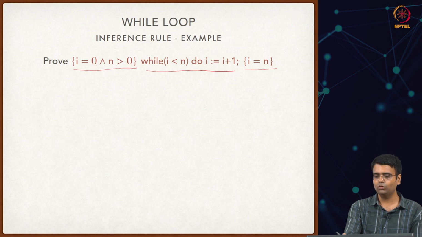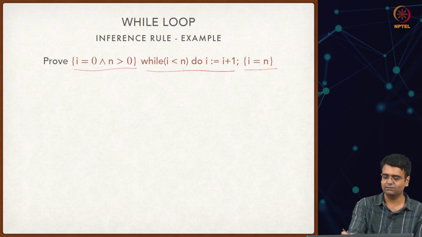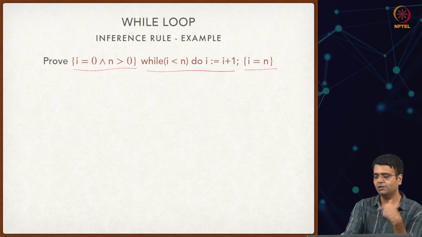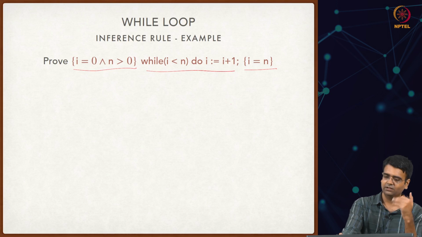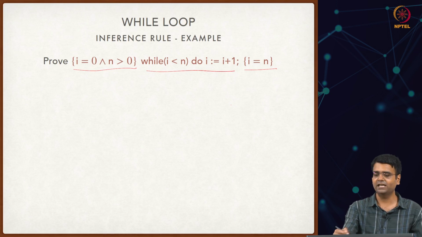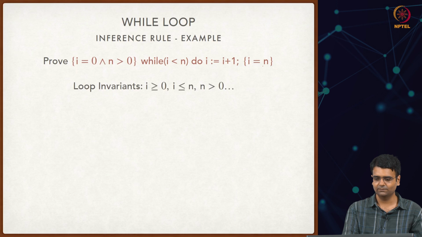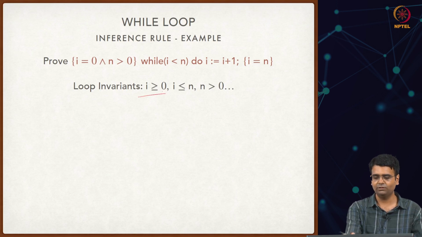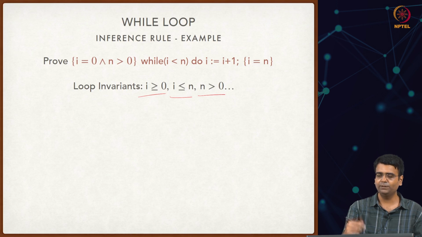Now of course, one thing is missing in this program, which is the loop invariant. You cannot prove a Hoare triple like this, because we will assume that all the while loops are annotated with loop invariants. So first we need to find an appropriate loop invariant for this particular while loop, which can help us to discharge this particular postcondition. So what are the different loop invariants? In fact, there are many loop invariants for this while loop. I is greater than or equal to 0 is a loop invariant. I is less than or equal to n is also a loop invariant. N is greater than 0 is a loop invariant, and so on.